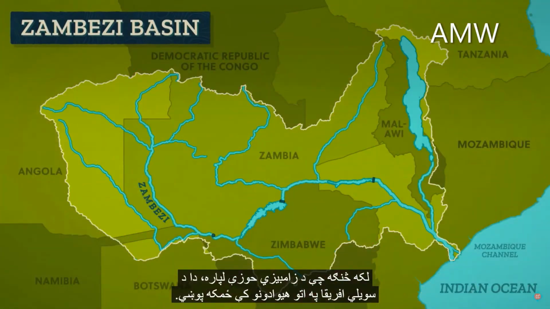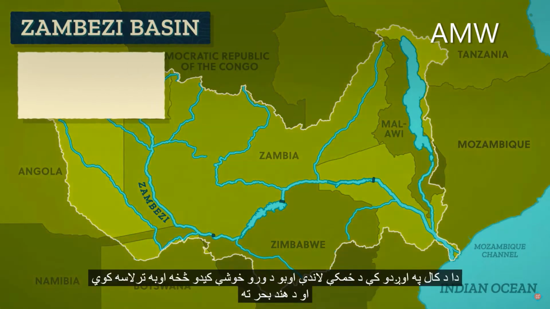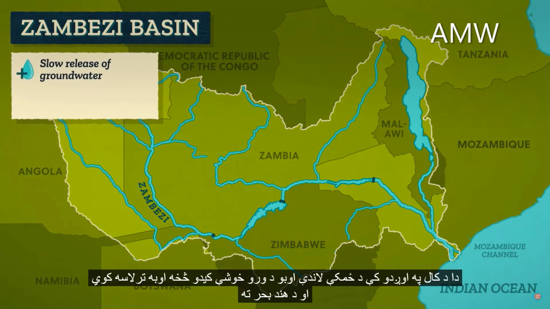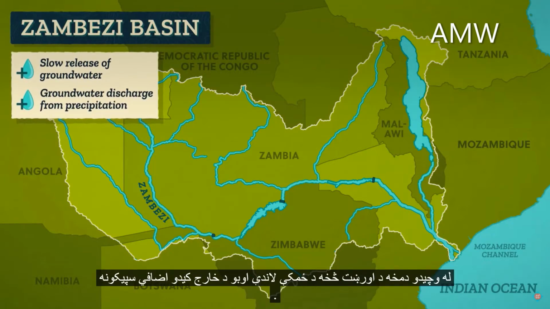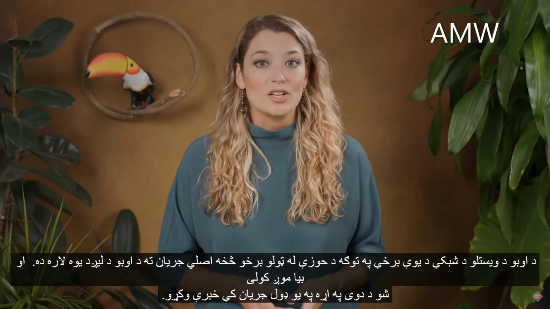As for the Zambezi Basin, it covers land across 8 countries throughout southern Africa. It gets water from the slow release of groundwater throughout the year and additional spikes of groundwater discharge from precipitation before draining into the Indian Ocean. Basically, rivers and all their tributaries are a way of moving water from all parts of the basin to the main stream as part of a drainage network.